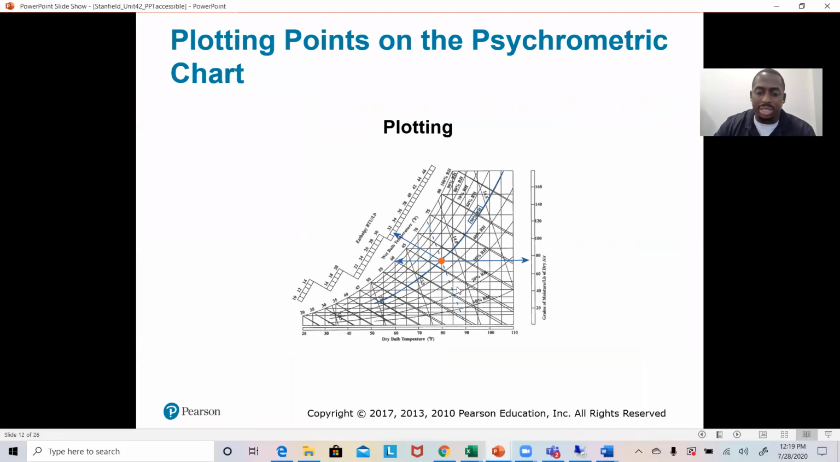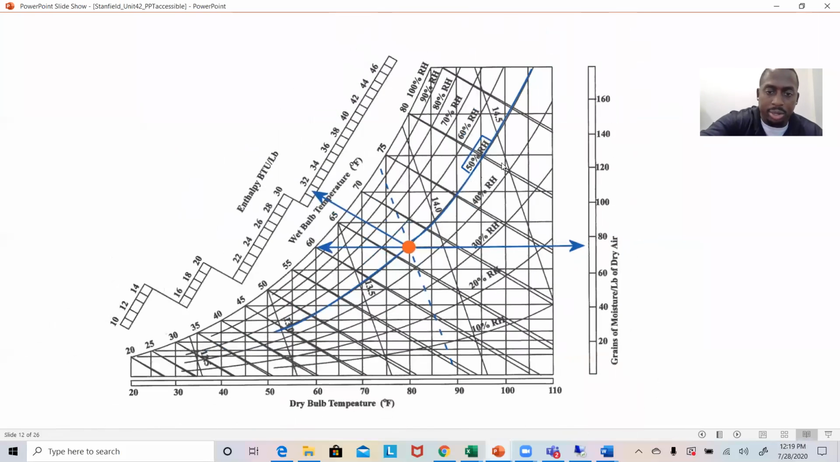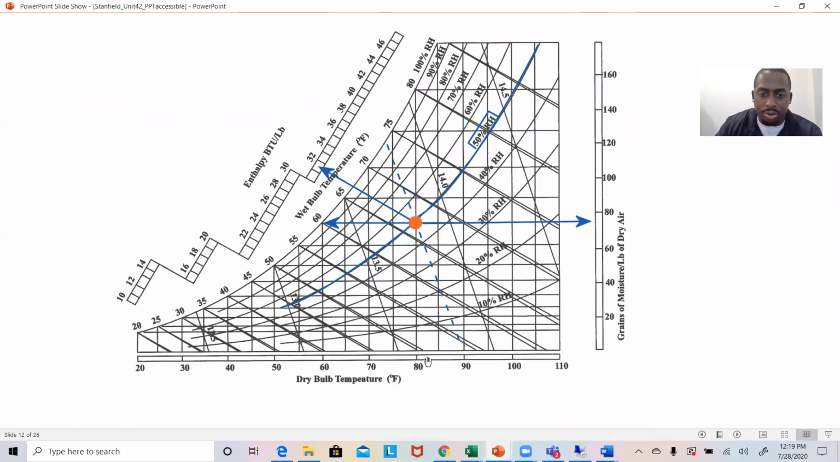So one quick example that they show here: you see how they gave us 80 degrees dry bulb, which is this vertical line here. And then they told us 67 degrees wet bulb. This is your wet bulb scale right here, so that's 65 and that's 70. So 67 is right about here where this blue arrow is. And that gives us this little dot right here. This red dot is right where 80 degrees dry bulb and 67 degrees wet bulb intersect.